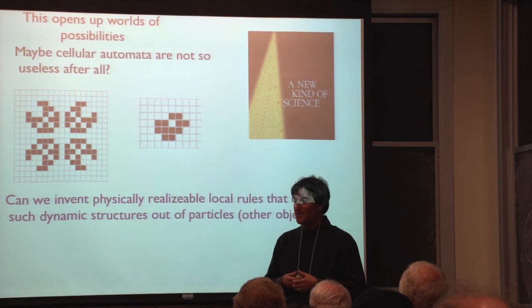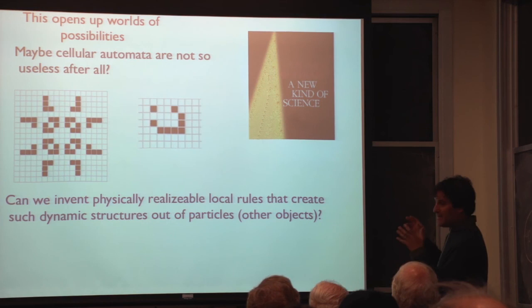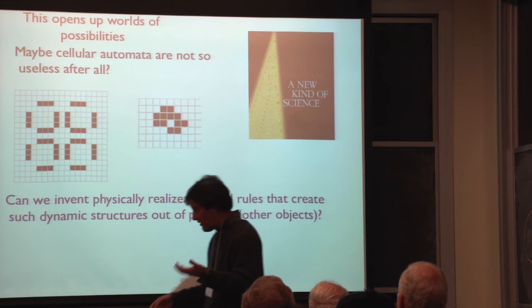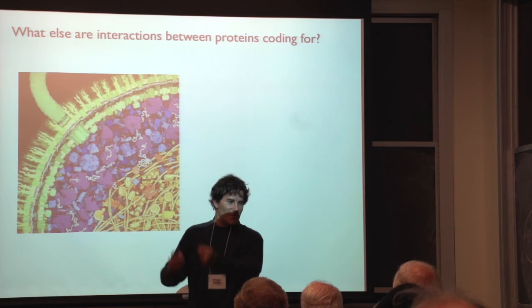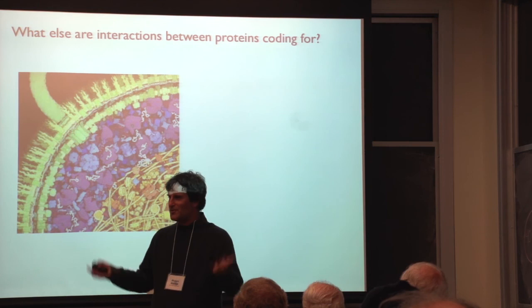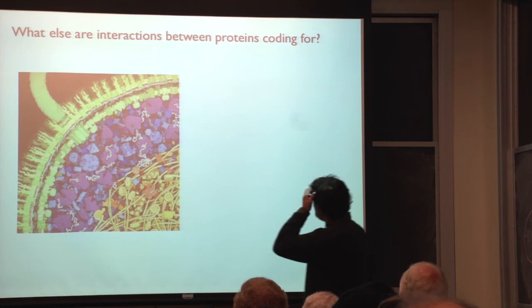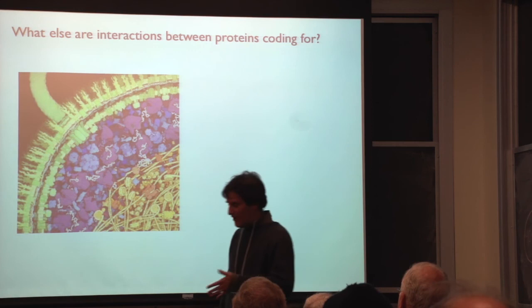As you could imagine, making physically realizable local rules that create dynamic structures out of particles is totally possible. I have no idea. And moreover, if you then keep going with it, and this is the flaky part of this talk, you look at this thing here. Everybody draws that and says it's building structures. Well, maybe that's the wrong way to think about it. Who knows what's going on? What we know is there are interactions, they stick to each other, things change when other things happen, and I just find this very interesting. What else are interactions between proteins coding for? Maybe the question that's underlying this talk is only a small part of the answer. Anyway, that's the end.